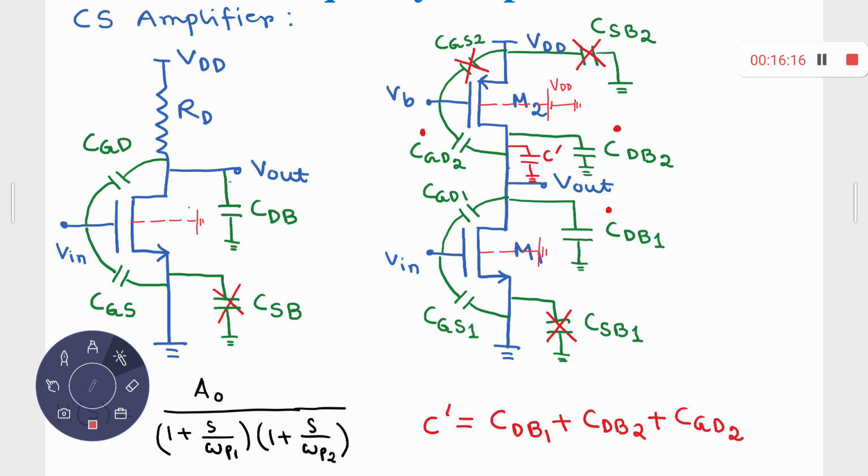So out of four different capacitors over there, CGS2, CSB2, CGD2 and CDB2, you can get rid of CGS2 and CSB2. Then altogether, in this second circuit, how many nodes are there? Once you have a node, that particular node corresponds to a particular time constant. You have some associated resistance, you have some associated capacitance, right? How many signal nodes are present?